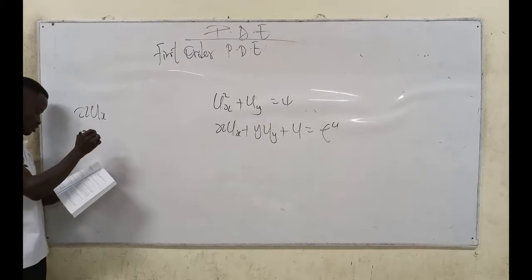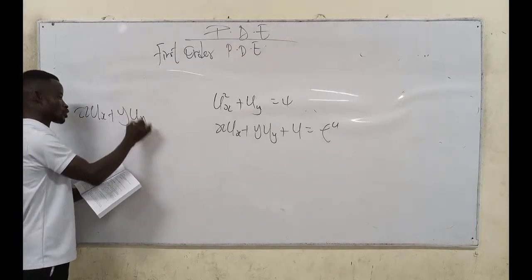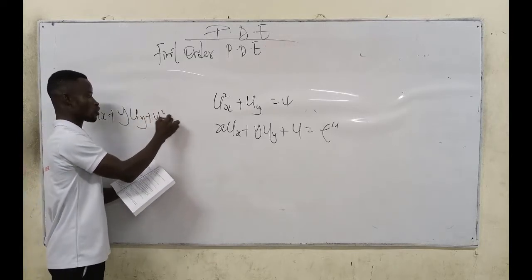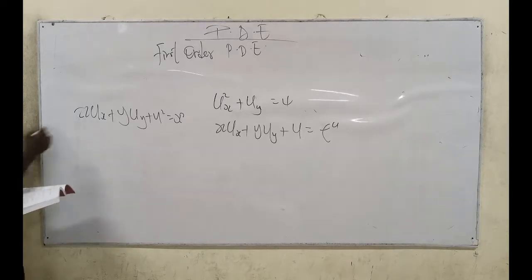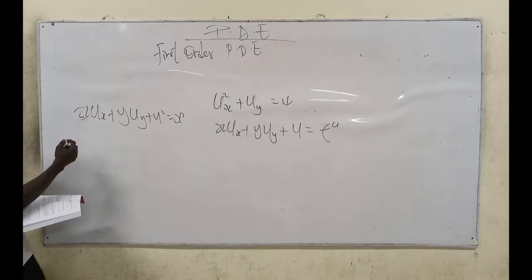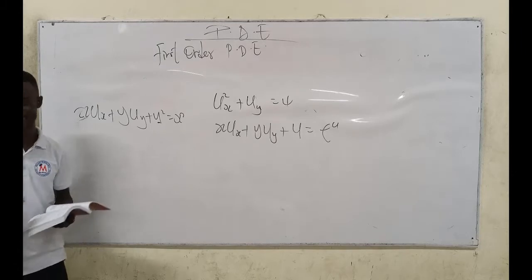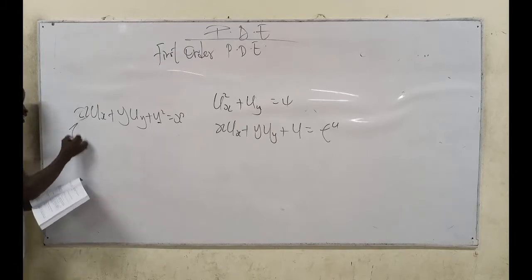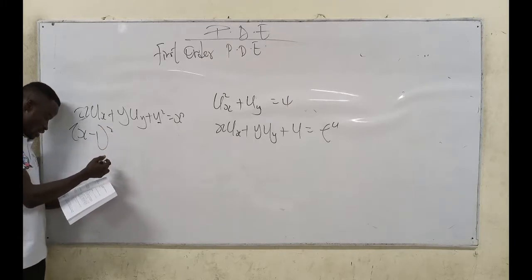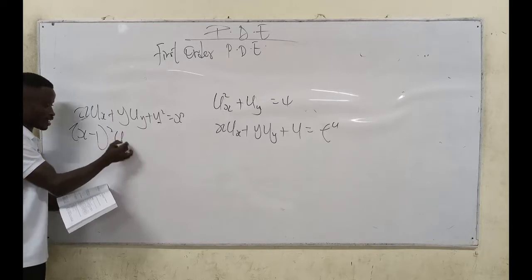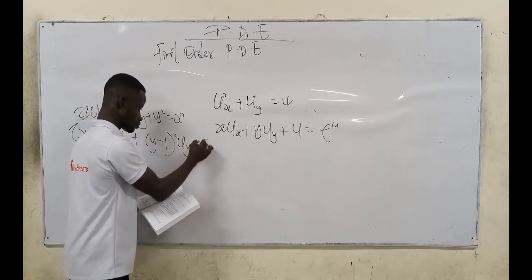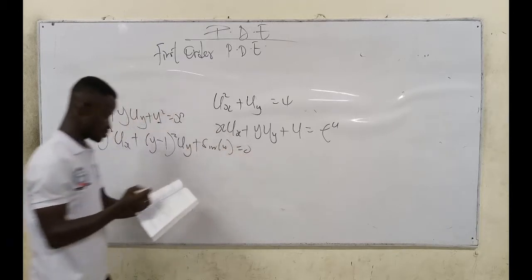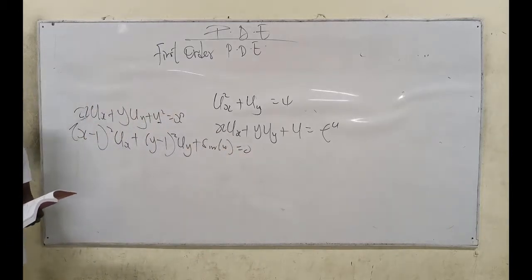We can get an example like s u subscript s plus y u subscript y plus u square equal to s square. We can see that the dependent variable u is multiplying the function. When we say the function, any of the independent variables can serve as the function. So the s here, and s minus y squared, this is a function and it's multiplying the first derivative. We can also say that this one too is semi-linear.